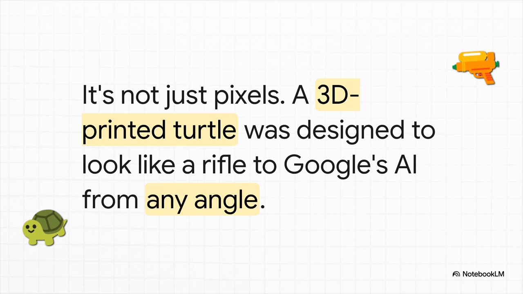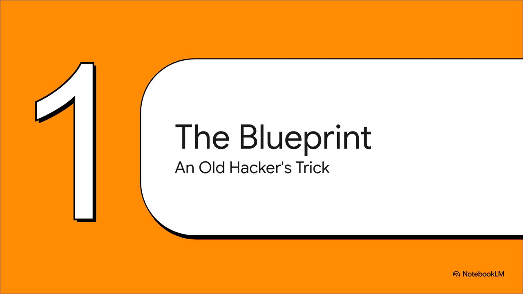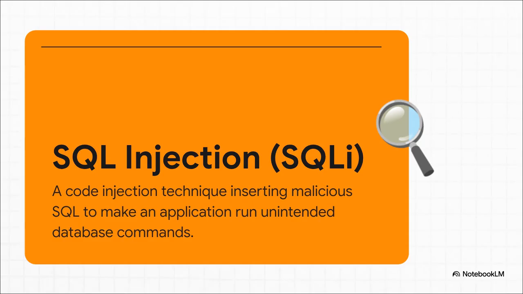This points to a fundamental vulnerability, and to really get how it works, we have to look back at a classic hacker's trick. That's right, we're actually winding the clock back a bit. Because to understand the future of AI security, you first have to understand a foundational attack from cybersecurity history. Let's talk about something called SQL injection.